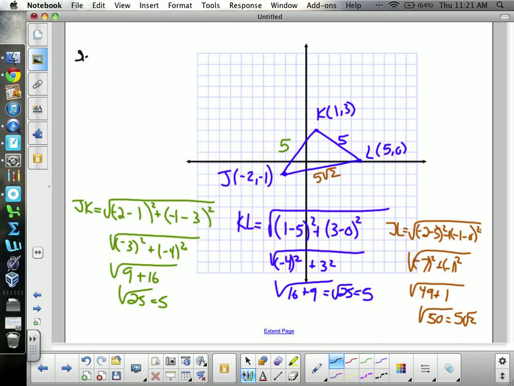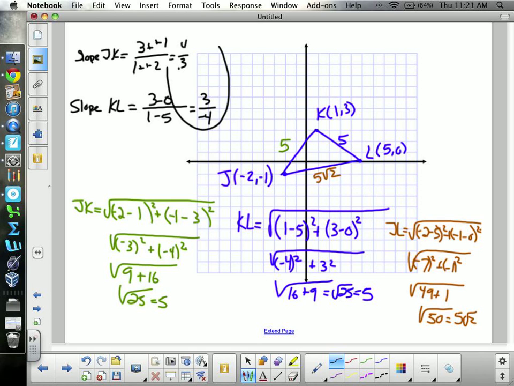The slope of JK is three minus negative one over one minus negative two. That's 4/3. The slope of KL is y minus y, 3 minus 0, over x minus x, 1 minus 5, is 3 over negative 4. Compare those slopes, are they parallel lines? Obviously not, they intersect. Are they perpendicular? Yes. So that tells me they are perpendicular lines, which means this is a right angle. So this is a right isosceles triangle.